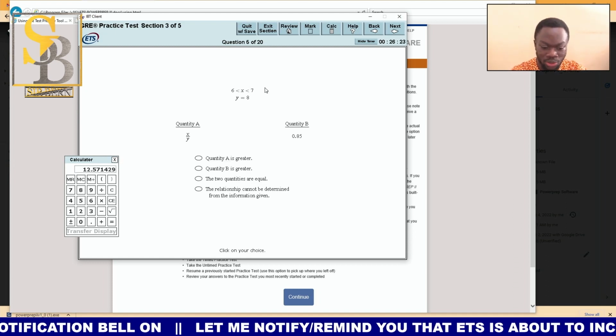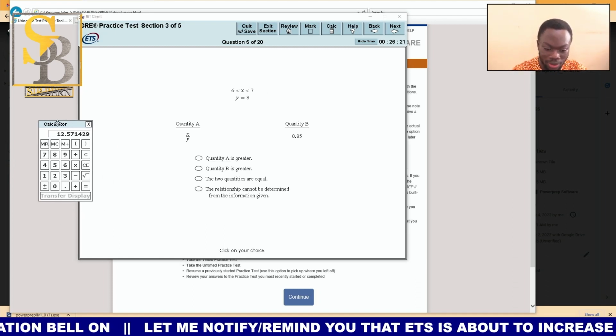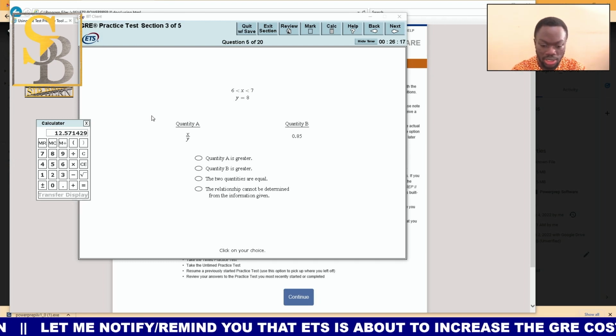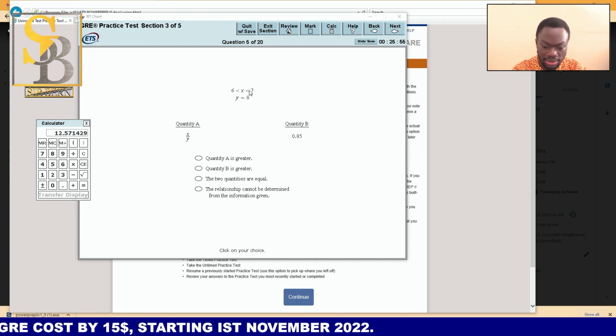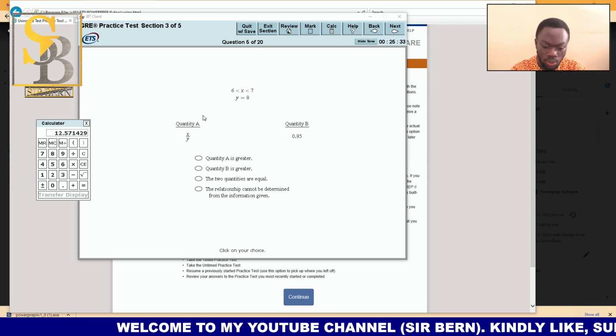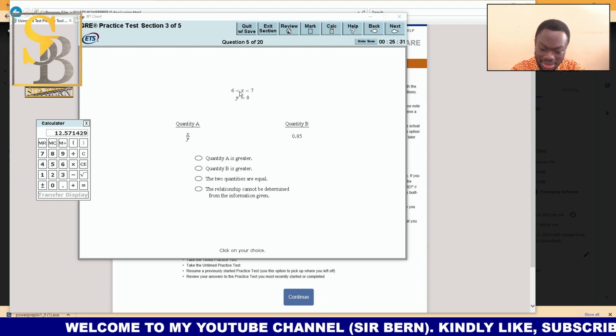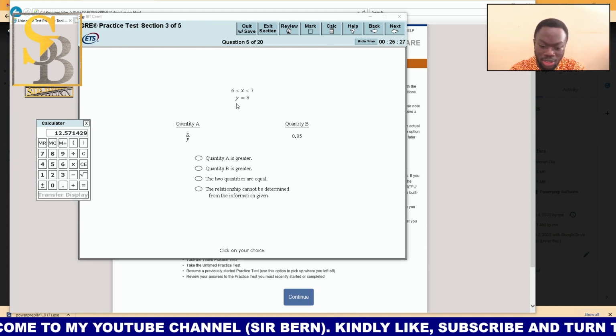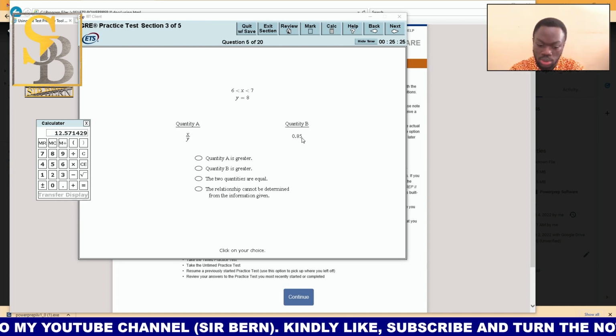This will make us see clearly. So for this, let me work it out for us to see. You are seeing that the x value is in the range between 6 and 7. Then y is always 8. Quantity A is x over y. Quantity B is 0.85. So x can be, let's say, 6.1 to 6.9. Let's check the two extremes and compare them to this.